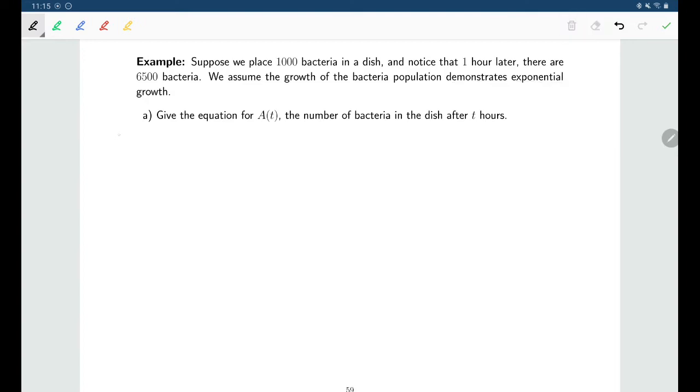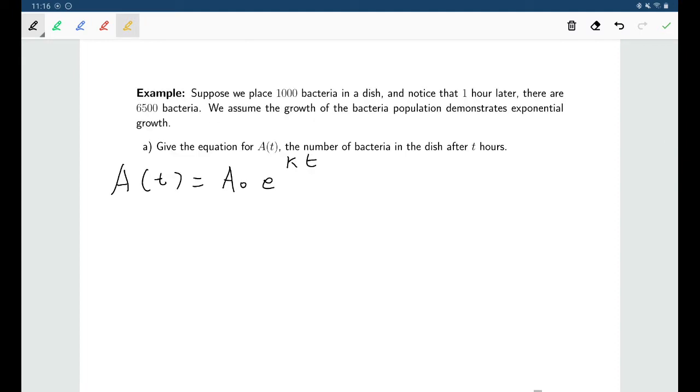So we know that A(t) would be our initial amount times e to the kt. And of course, we know what our initial amount is. Our initial amount, A0, is that 1,000 bacteria. So I can actually say that our equation should be 1,000 e to the kt. Now, the other fact that I have here is that an hour later, I've got 6,500 bacteria. So in other words, the amount that I have when time is 1 is 6,500.